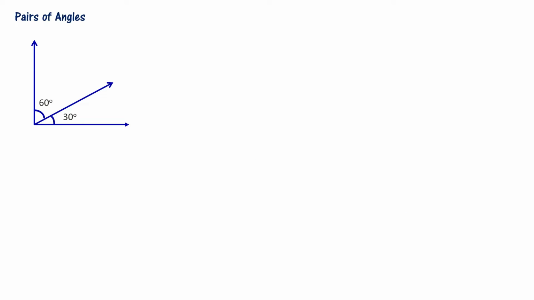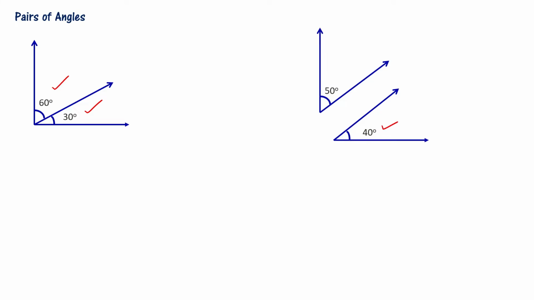Let us observe this figure. You have two angles here, 30 degrees and 60 degrees, right? These two angles, you can say that a pair of angles. Okay, observe this figure. You have two angles. One is 40 degrees angle and other one is 50 degrees angle. These are also a pair of angles, right? Can you find what is the sum of these angles?